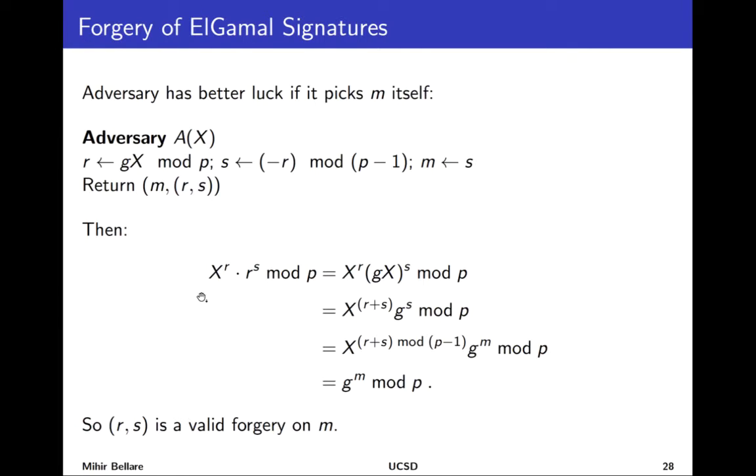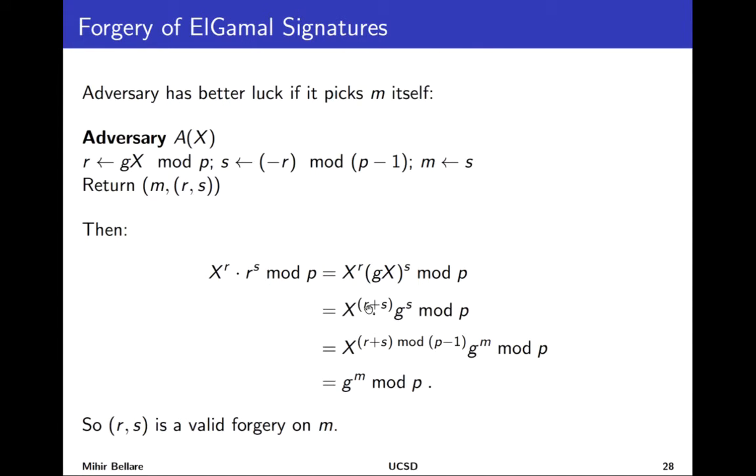What is the algebra? It says, look at that equation, x to the r, r to the s, equals g to the m. Is it true? So plug in all the quantities. R is g times x. So plug that in here. Then you get x to the power r plus s, g to the power s. Now, s is the same as m. So you can write that g to the s as g to the m.